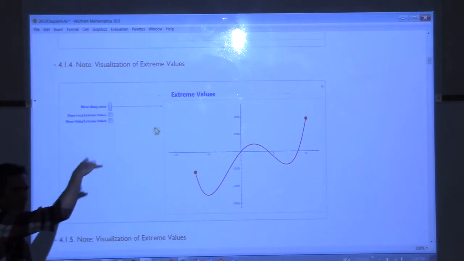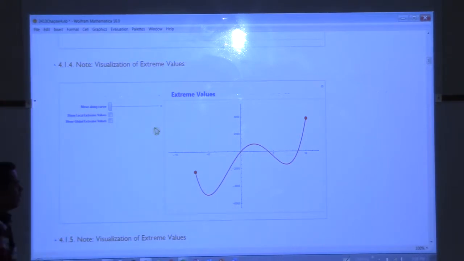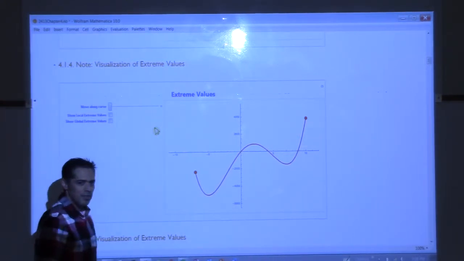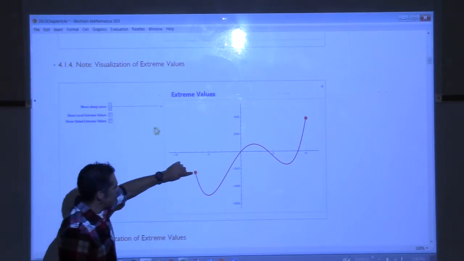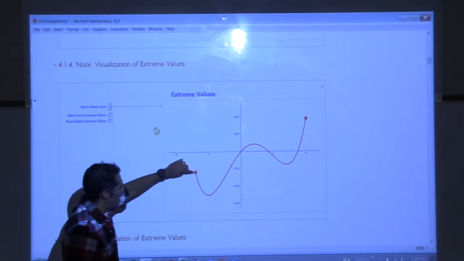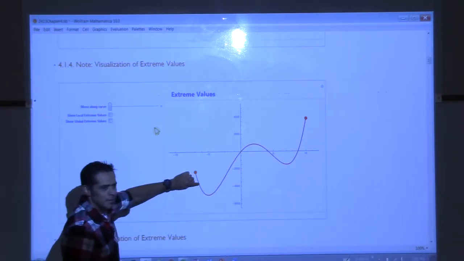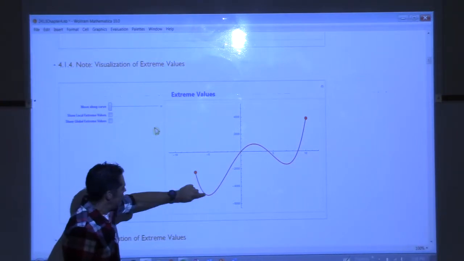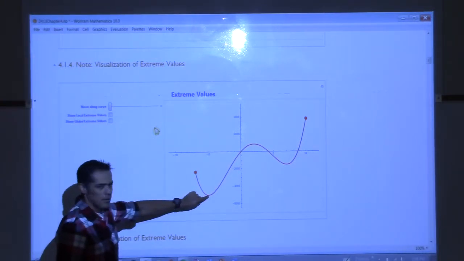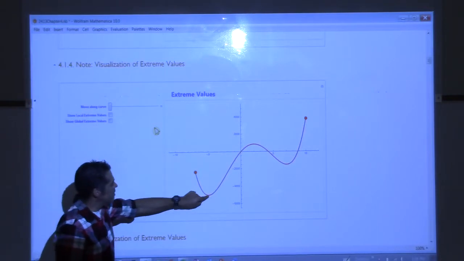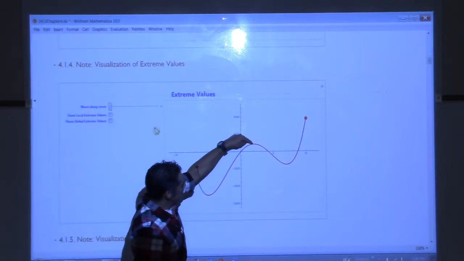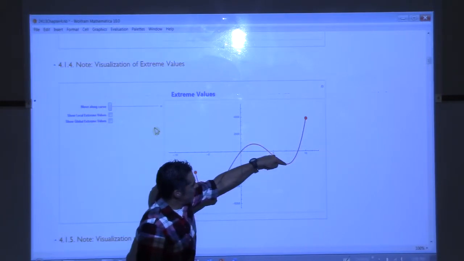This graph almost looks like the same one, but it's slightly different. Okay, so I'm going to point to the points and you tell me what they are, okay? Local max? Nothing, okay? Global min and local min. Local max. Local min.